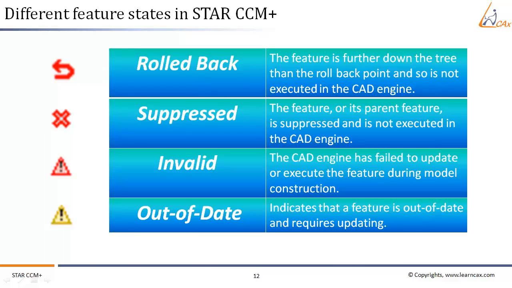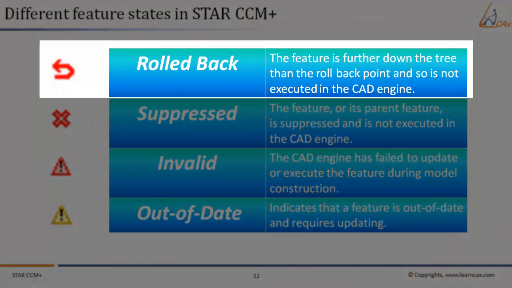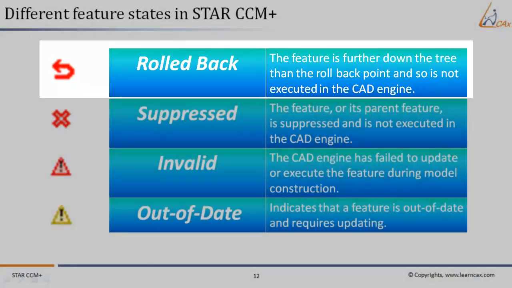Let us see the different feature states in STAR CCM Plus. First is rolled back. It is given by this sign. This status indicates that the feature is further down the tree than the rollback point and so is not executed in the CAD engine.